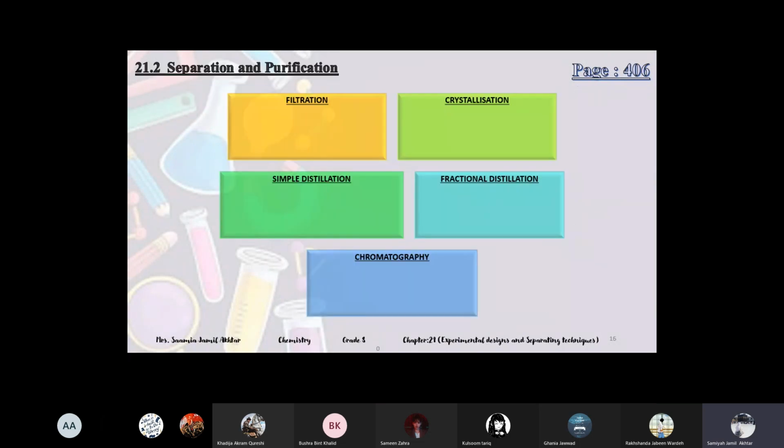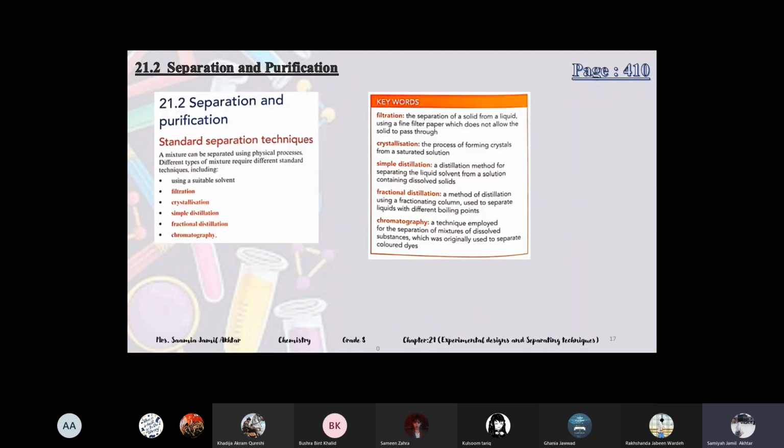Then this whole 21.1 we will not do, and turn to page 410. 21.2, separation and purification. From this topic we will start. We will do topics 21.2 and 21.3. There are a total of 3 topics in this chapter, so one topic we will not do, and we'll do the rest of the 2. Let's start 21.2, the experimental techniques: separation and purification.